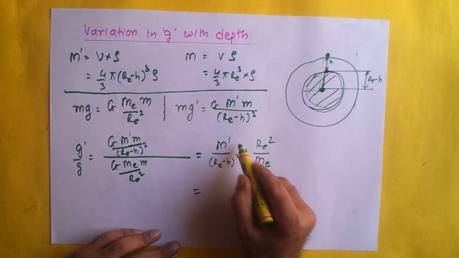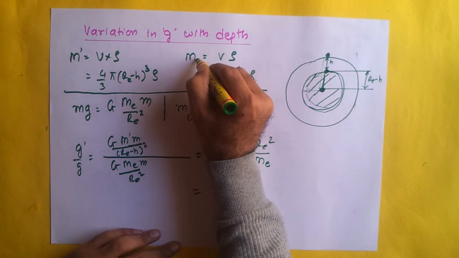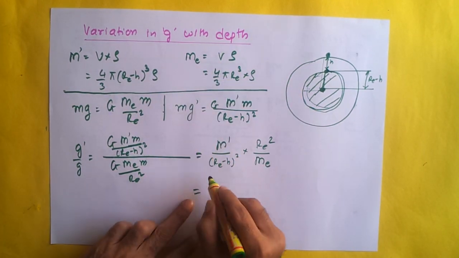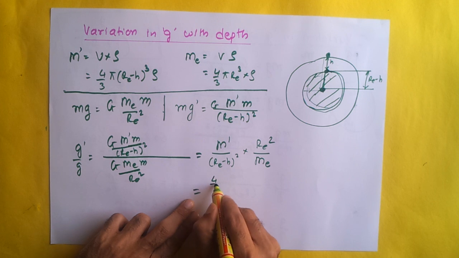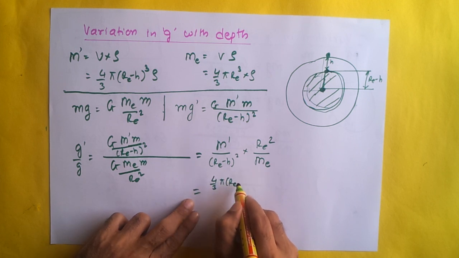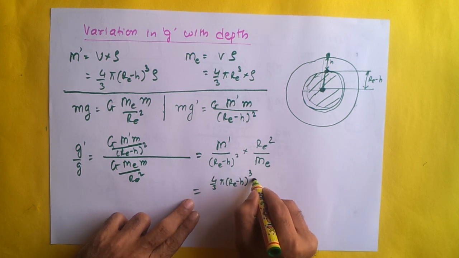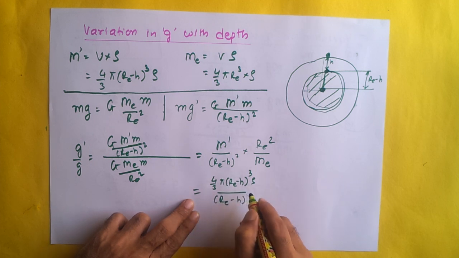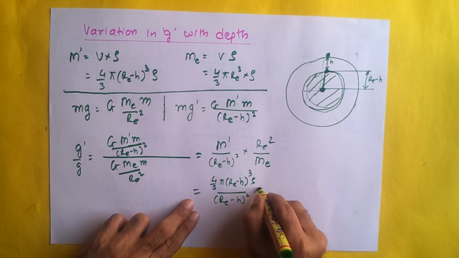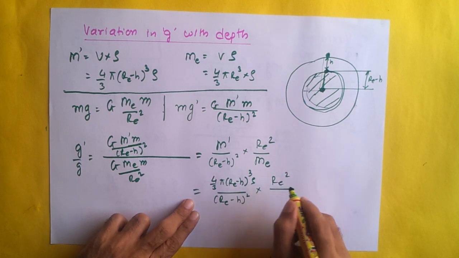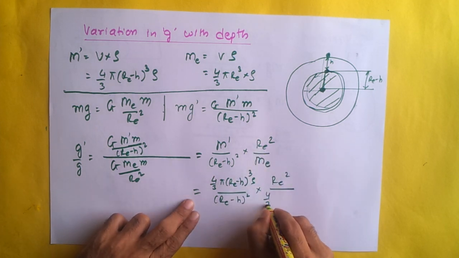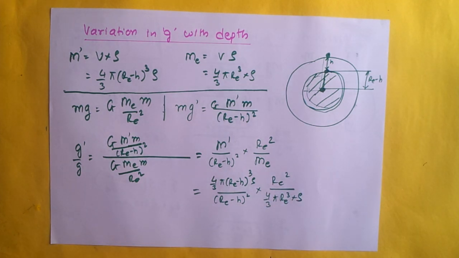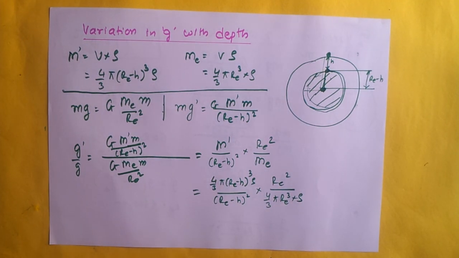I know m dash, and I know Me, the mass of the earth, when the object is on the surface. So I know m dash would be equal to 4 upon 3 pi (Re minus h) cube rho. The solution is becoming more mathematical in nature. Please stay with me. Re square upon Me, where Me is 4 upon 3 pi Re cube into rho. So if I solve this equation, what do I get?